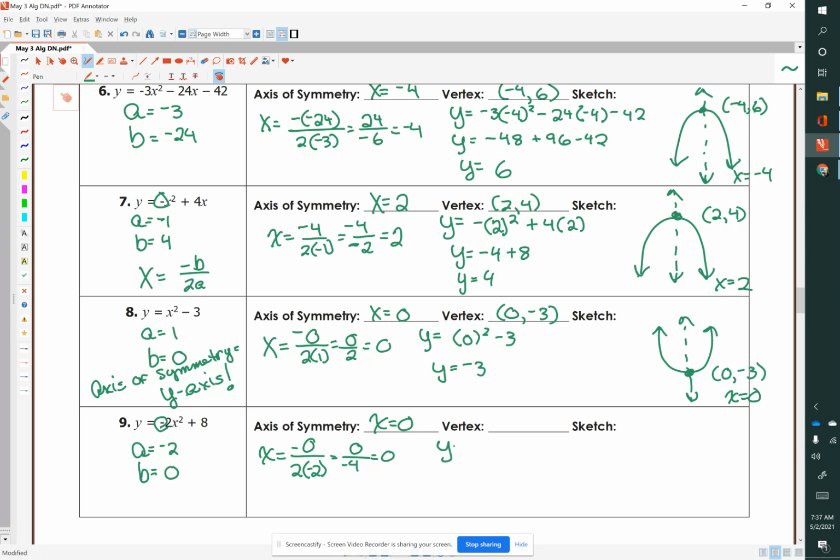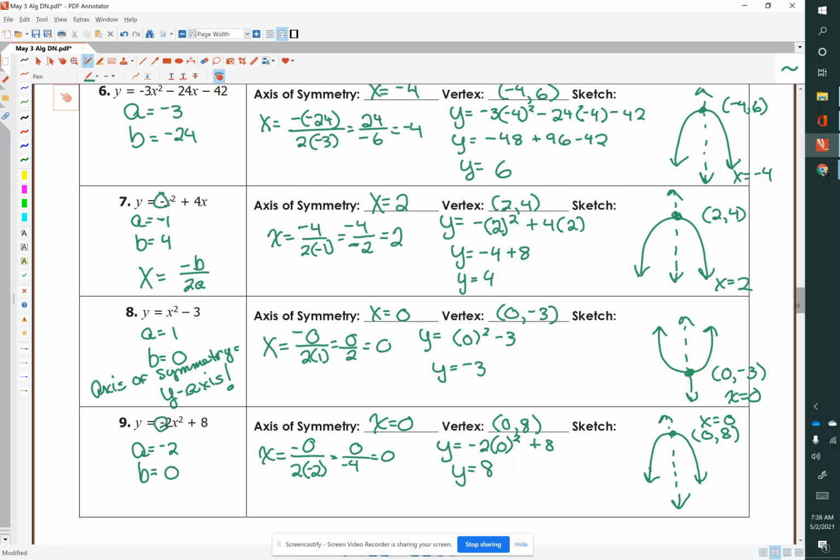We can evaluate for the vertex, so y equals negative 2 times, we substitute that 0, so y equals 8. So our vertex is 0, 8. And we'll sketch this as a downward facing parabola with an axis of symmetry of x equals 0 and a vertex of 0, 8.